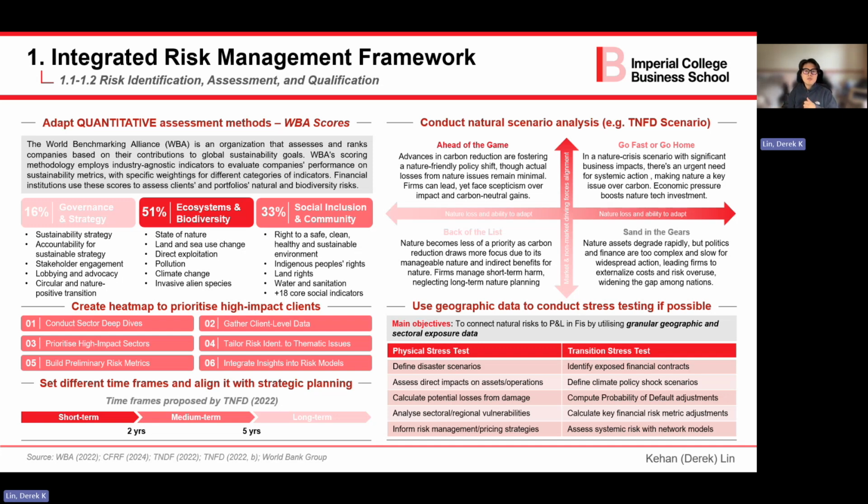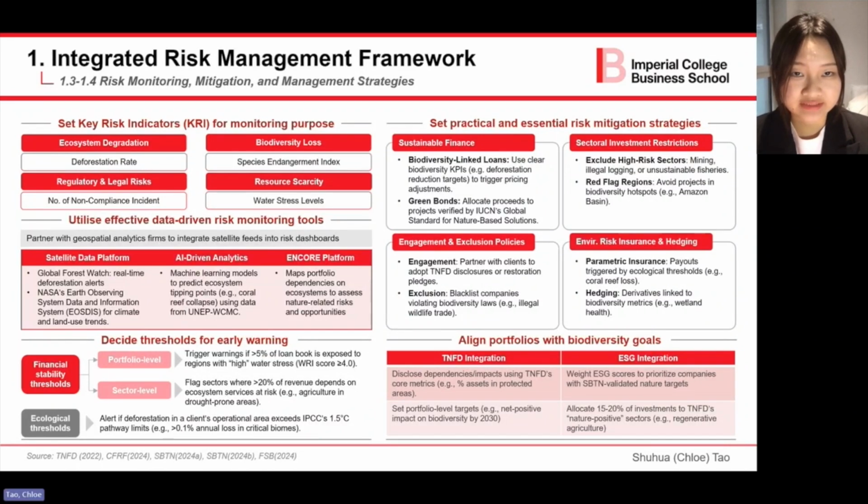Finally, FIs should evaluate short-term risks such as physical risk immediately, while monitoring medium-term risks like transition risks on a regular basis, and in the longer term, consider the potential impact of systemic risk. To track this risk proactively, our dashboard integrates advanced tools. We utilize satellite platforms like Global Forest Watch for real-time deforestation alerts and AI analytics to predict ecosystem tipping points, such as coral reef collapse.